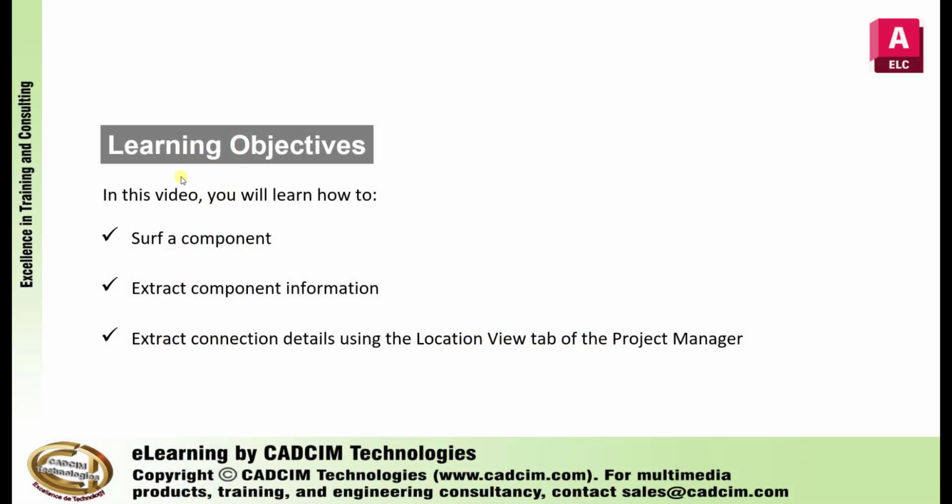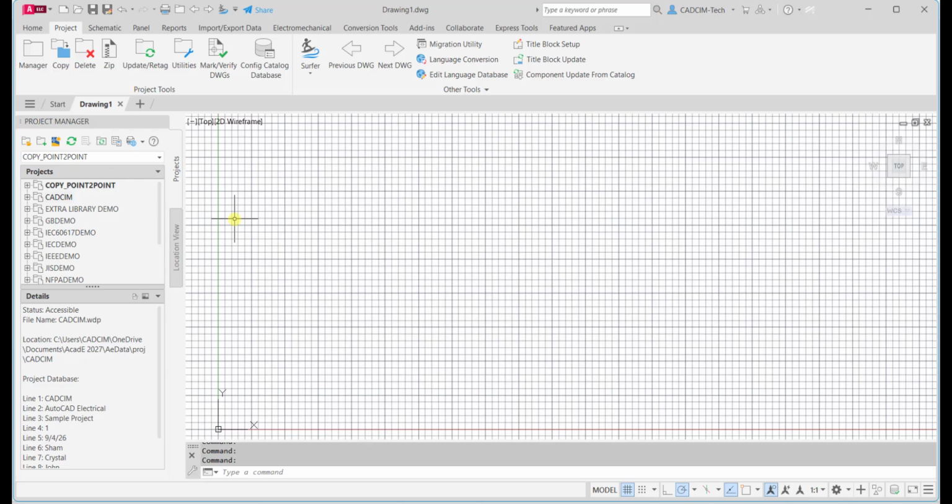Hello everyone. In this video, we will learn how to surf a component, how to extract component information, and how to extract connection details using the Location View tab of the Project Manager. To start with, first let us activate the CADSIM project.